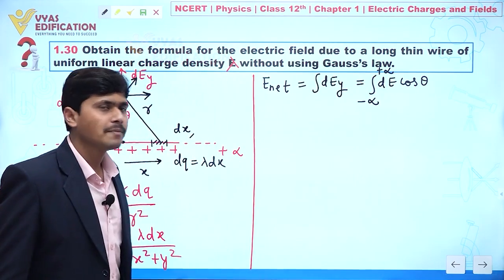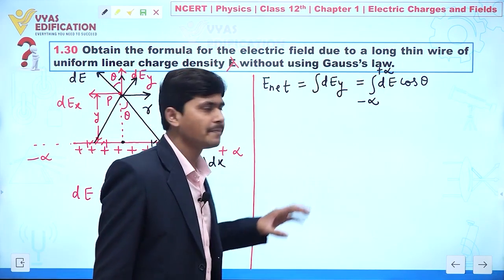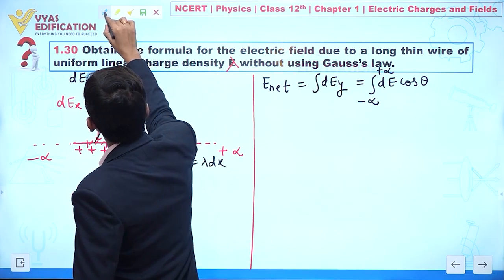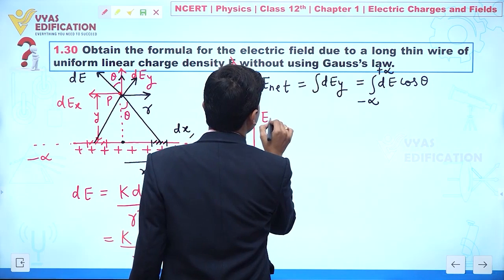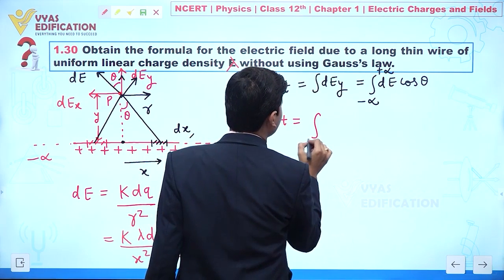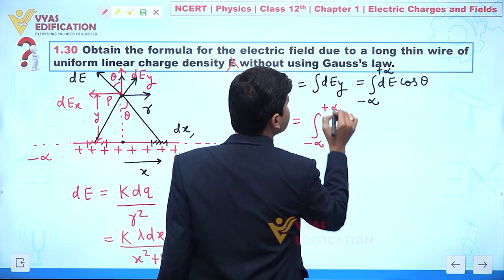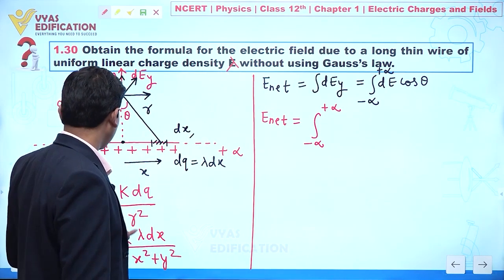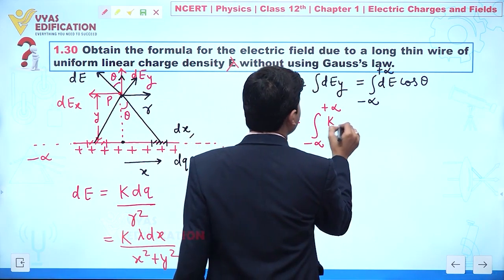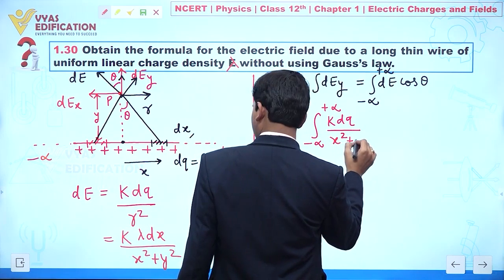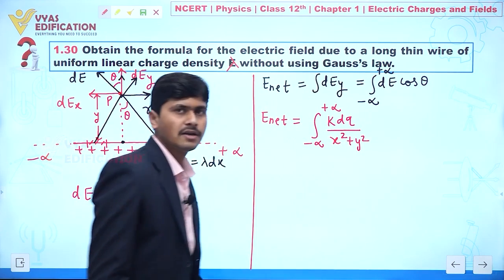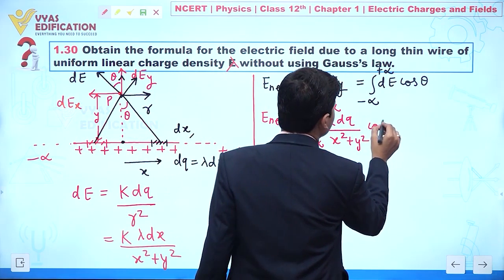Now I am going to write the value of dE. So we can write E net, this should be equal to the integral from minus infinity to plus infinity of the value of dE, we can say this is k dq divided by x square plus y square. And we have here cos theta also.